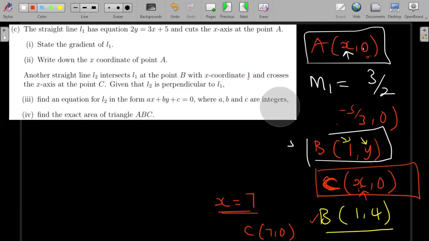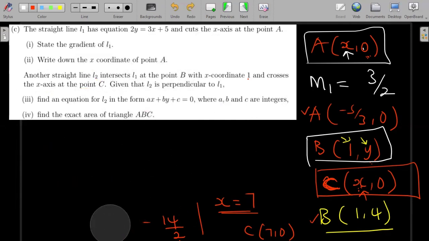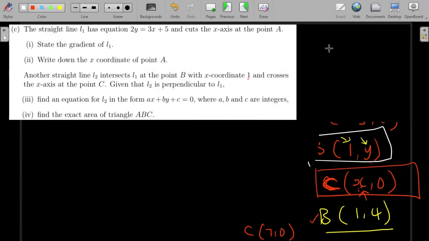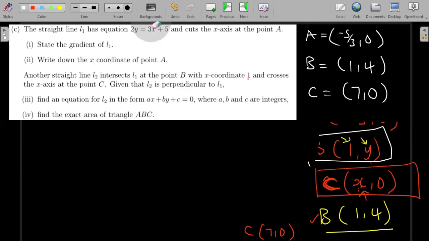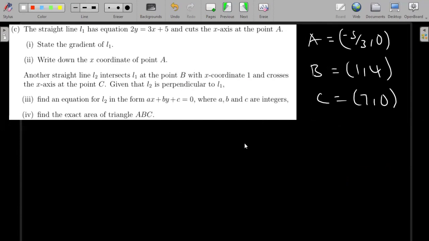Let me erase these other things here, and then we have the space for finding the area. Right, so let me write the coordinates here. So A, we have minus 5 over 3 comma 0, and then B we have 1 comma 4, and then C we have 7 comma 0. So these are the points that we have. All right, so how can we use these points to come up with the area of this triangle ABC?